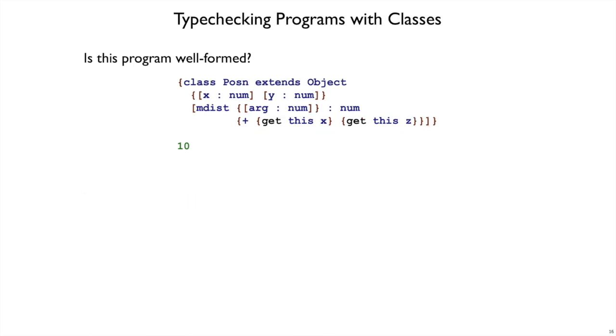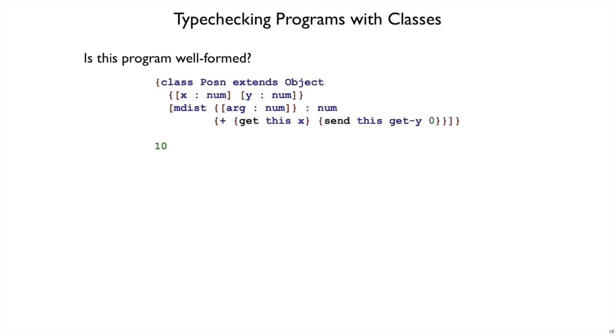How about this variant? Now I'm still doing get this, but not sending to it. That looks okay. It's a number that we're adding to plus. I've changed the y to a z though, and so you see the problem here. We don't know that there's going to be a z field when we call this method. There might be. We might actually call mdist on a posin 3D, which has a z field, but we can't be sure that there will be a z field. We can construct an example where there wouldn't be a z field, and so the type checker should rule this out.